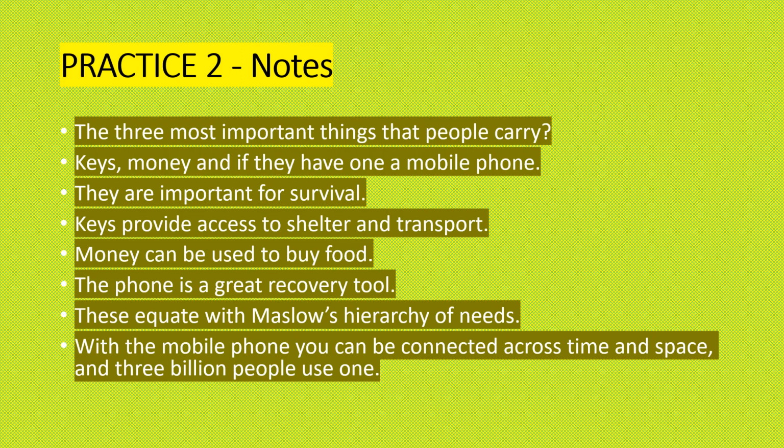All right, folks, so here I have listed down certain notes, the three most important things that people carry: keys, money, and if they have one mobile phone. They are important for survival. Keys provide access to shelter and transport. Money can be used to buy food. The phone is a great recovery tool. These equate with Maslow's hierarchy of needs. With the mobile phone, you can be connected across time and space, and 3 billion people use one.